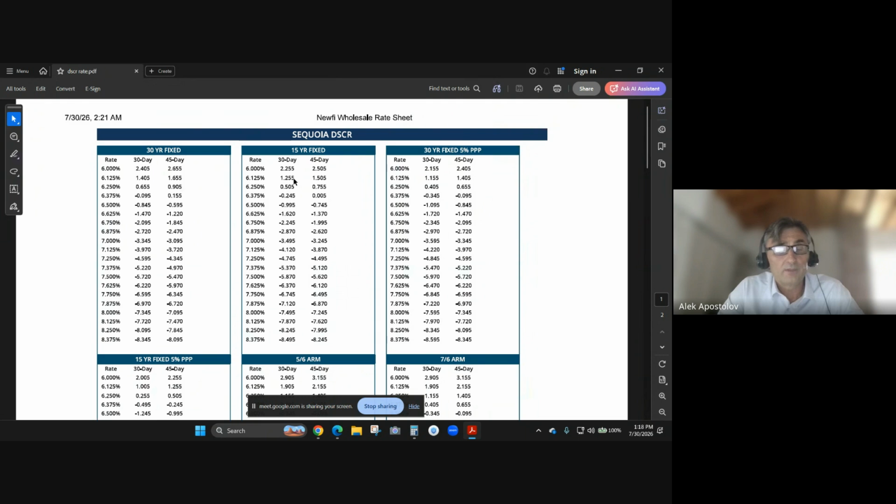Now there are adjustments to every rate. For example, if you do a 5% prepayment penalty, the rate will get better. Meaning the rate is the same, but the cost is less. And so when people ask, what are the rates today? Basically, these will be the rates.